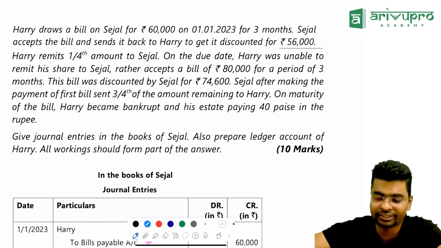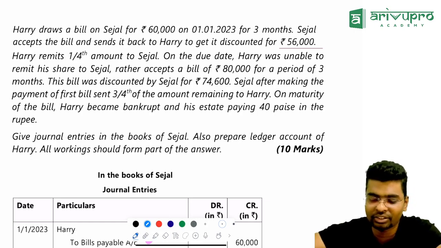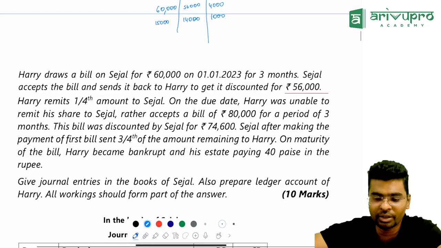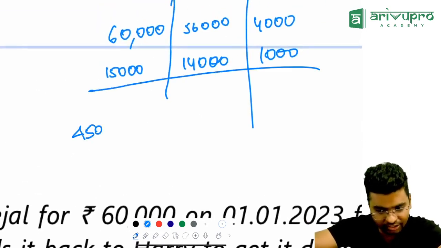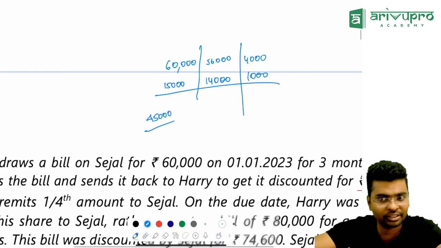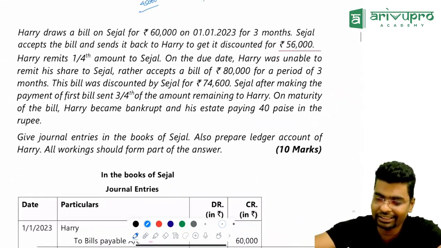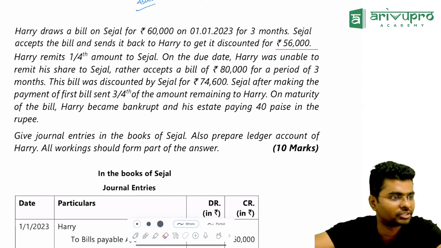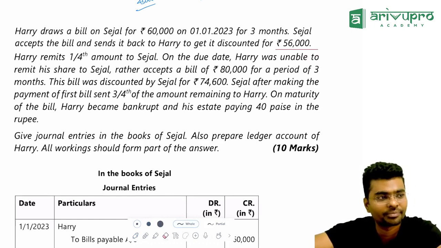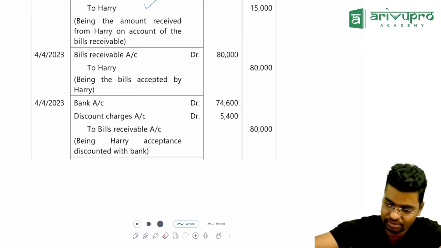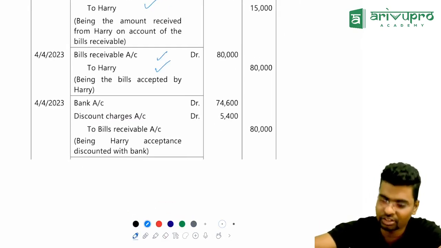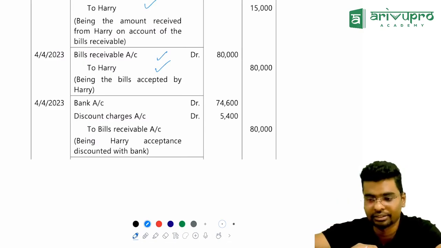Now on the due date, Harry was unable to remit his share. How much was Harry supposed to give to Sejal? 40. This one we are clear. He is saying that he will now accept a bill. So who's drawing the bill now? Sejal is drawing the bill. Harry is accepting it. So for you, it's bills receivable or bills payable. What's the journal entry for bills receivable? Bills receivable to. Correct.